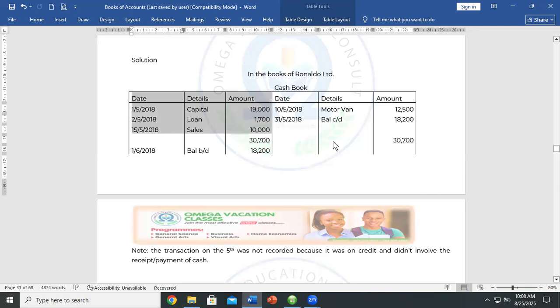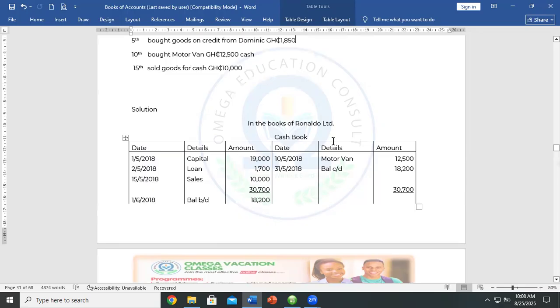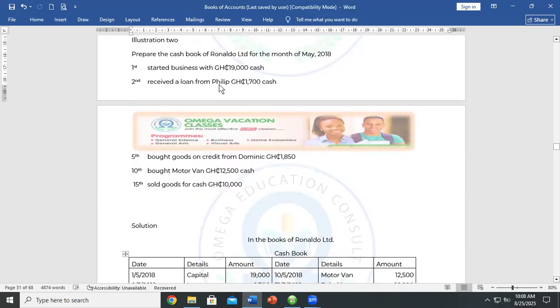Now, the point I gave you was that you debit all receipts and you credit all payments. So first of all, let's go to the first transaction, which says started business with 19,000 cash. Honorable professors, if you see this transaction, is it a receipt by the business or a payment by the business? I think I'll call people to respond to this. Eugenia, if you see the transaction, started business with 19,000 cash, the question I'm asking is: is the business receiving the cash or is the business making payment?